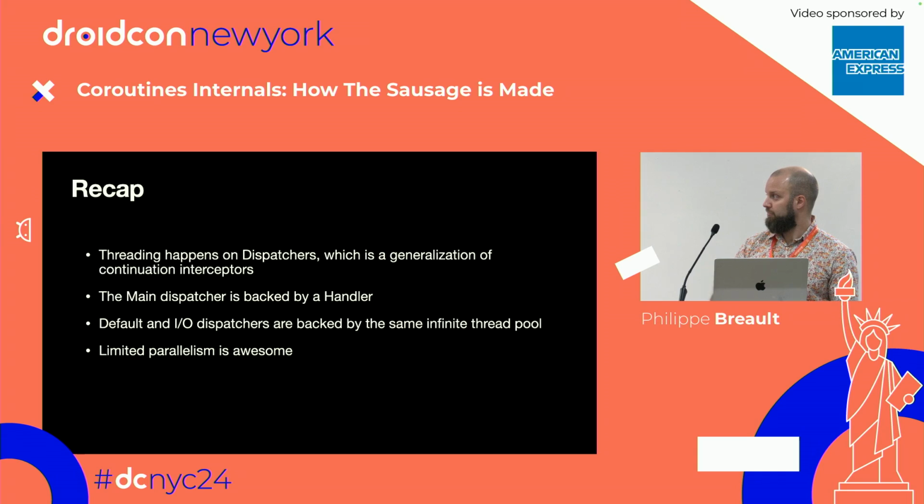After this, for threading, all happens on a dispatcher, which is a generalization of continuation interceptors. For the main dispatcher, there's no magic here. It's just using a handler from Android. The default and the I/O dispatchers are sharing the same infinite thread pool. And limited parallelism is awesome. You should use it a lot more. This could improve the performance of your app.